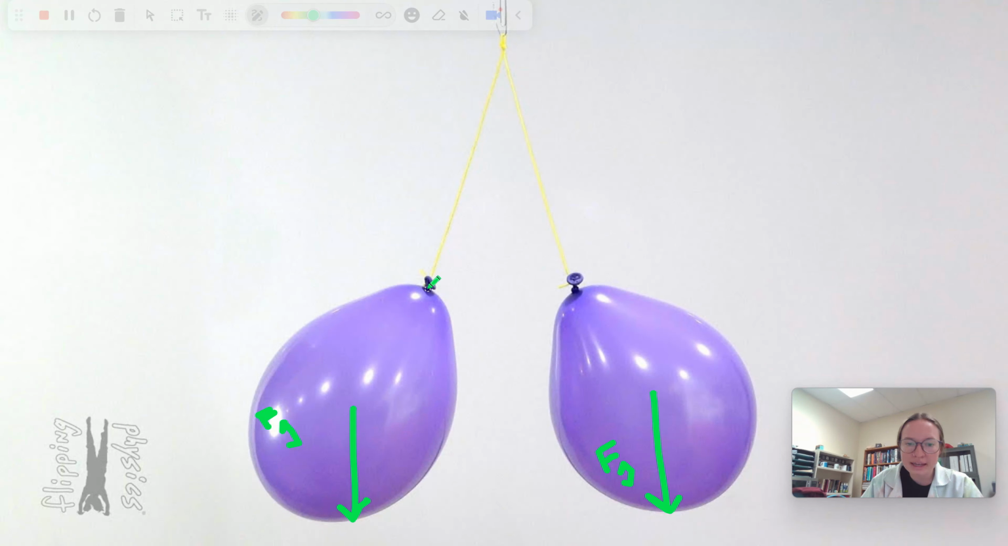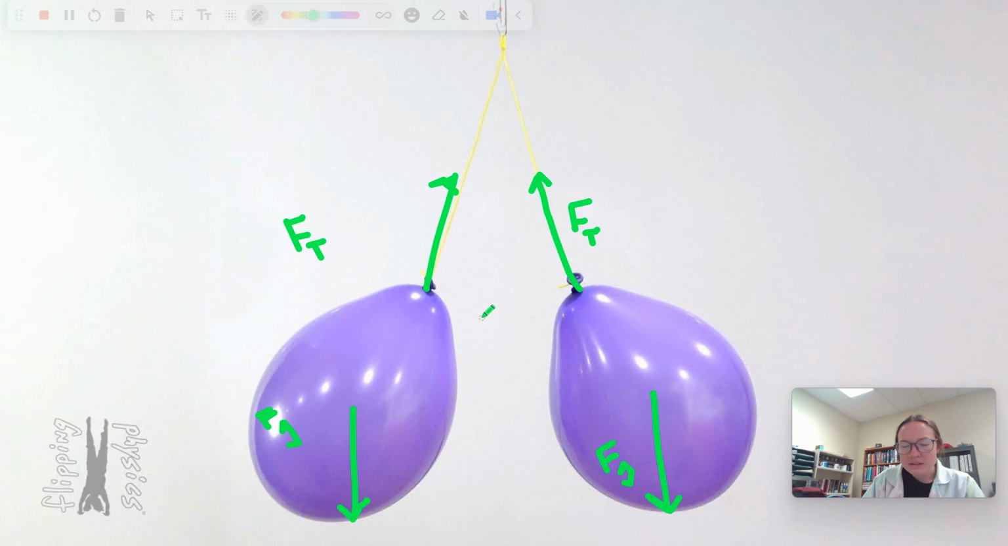The string is also pulling up on this balloon like this. So we'd say that there's another force on this balloon, and that other force is the force from the string. I'm going to call it F_T for the force of tension, or you could also call it F string, which would be fine.